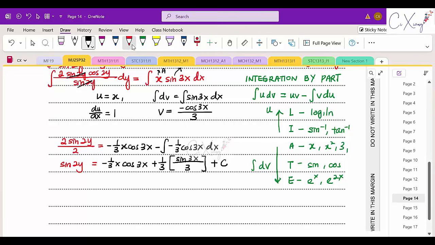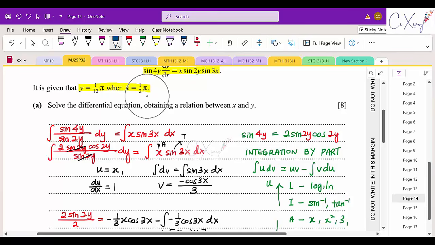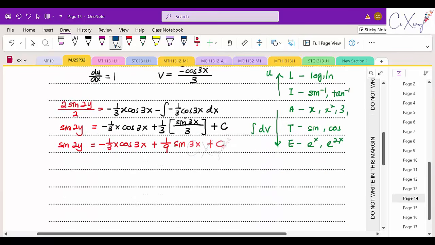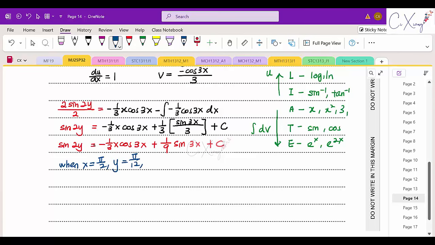Okay. Now, to get a particular solution, of course, you need to get the value of c. But maybe before that, let me write out all the equations again. Alright, how can I get the value for c? I have to use the initial value provided by the question. x is pi over 2, y is pi over 12. So when x is equal to pi over 2 and y is equal to pi over 12, let's substitute them into the equation and get the constant c.